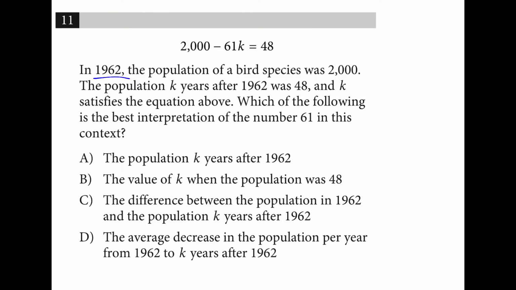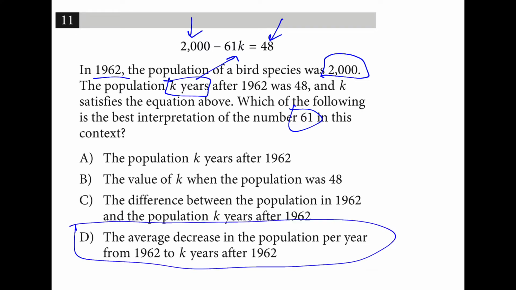In 1962, we started out with this population, that's our intercept, and K is the number of years, so our population is declining for some number of years, and this is what we're left with now, almost none. So 61 is the slope, and it's a negative 61, so that's the average decrease per year.